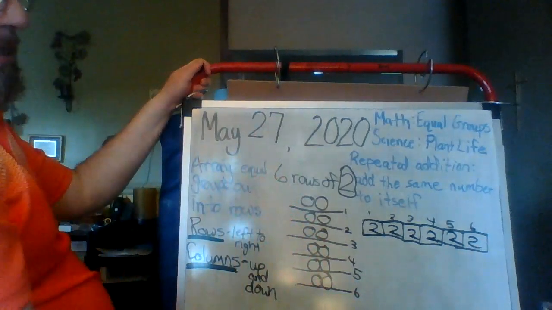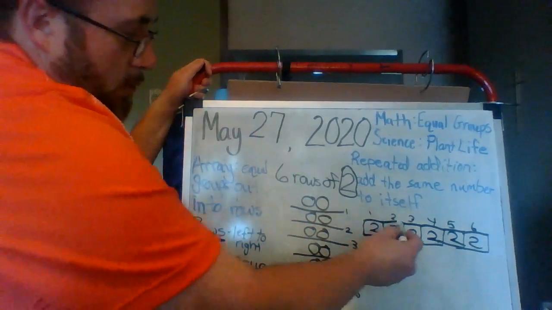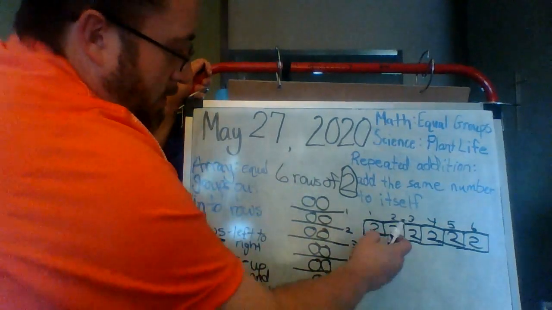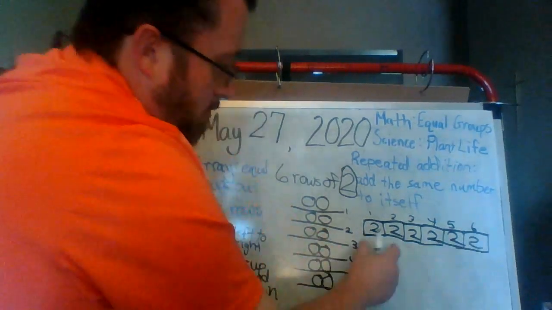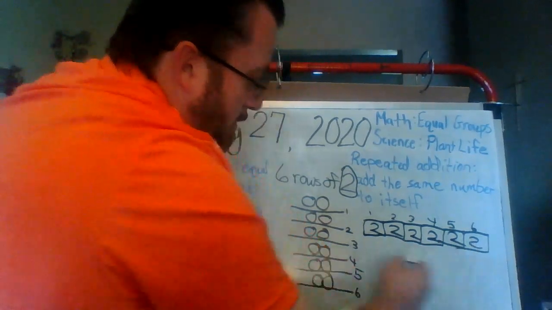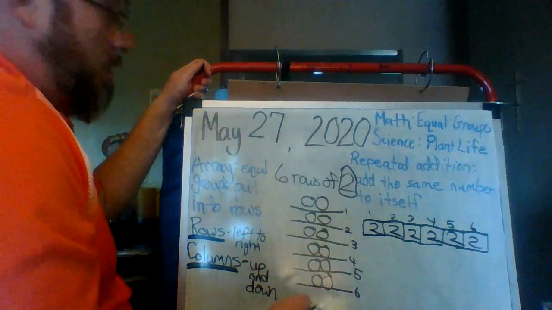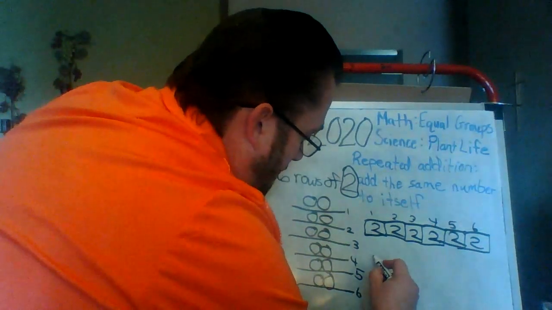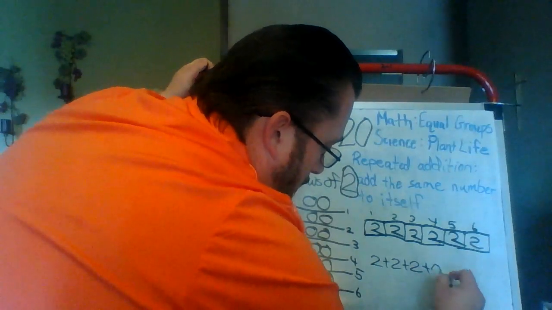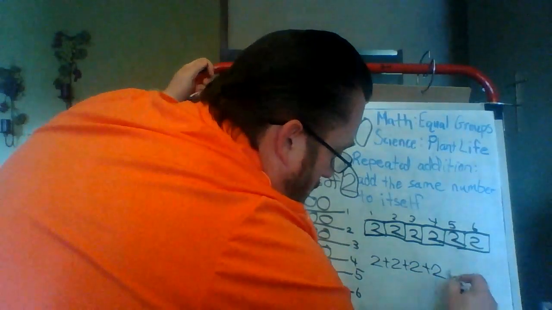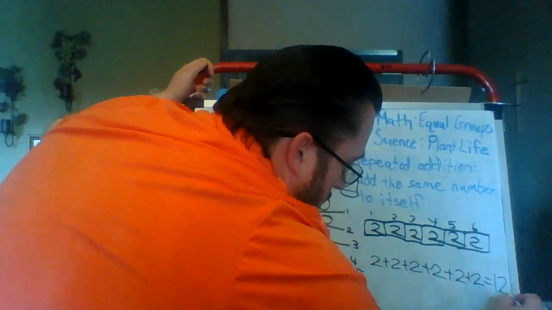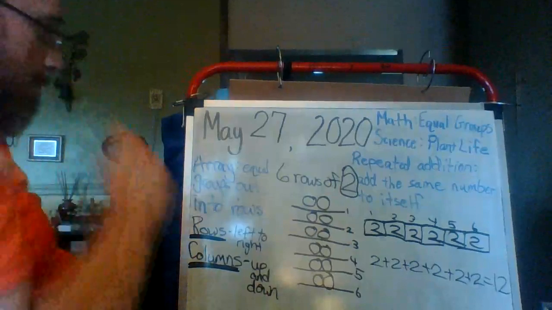Now we should all be able to count by 2s. 2, 4, 6, 8, 10, 12. Another way you could do this is double them up. So 4 and another 4 and another 4. 3 sets of 4 is also 12. The repeated addition is 2 plus 2 plus 2 plus 2 plus 2 plus 2, and that equals a sum of 12.